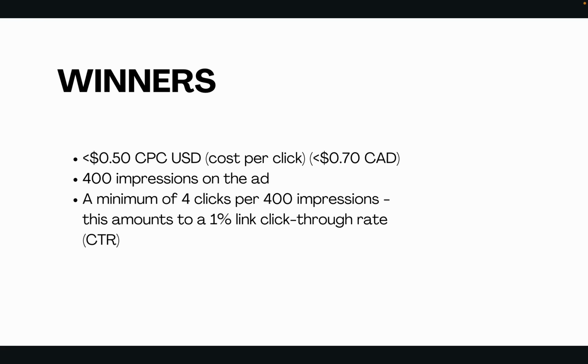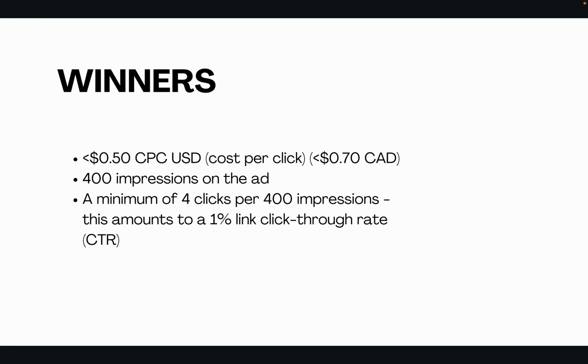If the cost per click is less than 50 cents, that's usually an indicator that it's a winner. You also want to make sure that the ad has 400 impressions and at most 50 cents cost per click. Now you want to make sure that it has a minimum of 4 clicks per impression. You want to ensure that you're having at least a 1% click-through rate.